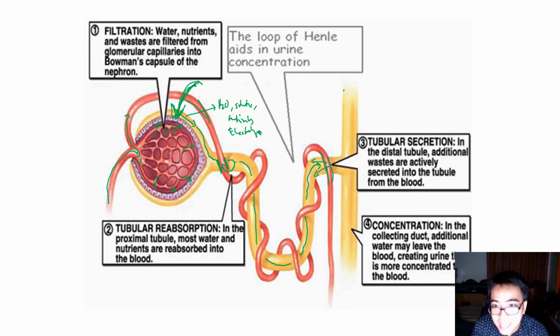Now pagdating dito class sa collecting tubules natin. Alright? So, in the collecting duct, additional water may leave the blood, creating urine that is more concentrated than the blood. So, pwedeng yung water here, na lumabas kanina, pwedeng bumalik ulit sa bloodstream. Right? Kaya nangyayari class, nako-concentrate lalo yung urine natin. Kaya nagkakaroon siya ng kulay. Alright? So, that's the entire process class of filtration and excretion in just one nephron. And take note, each kidney has approximately 1 million of this.